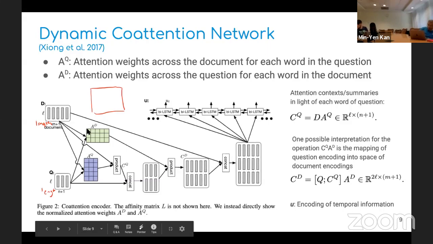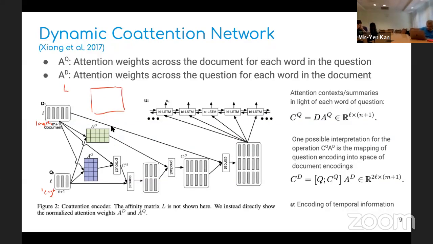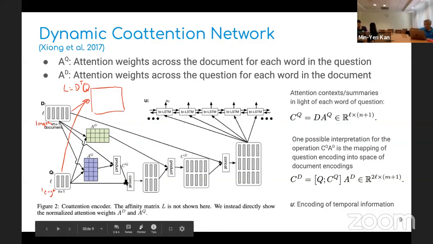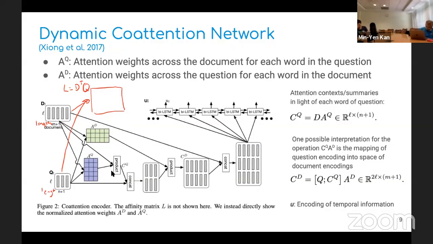There's another matrix that they've defined, which is the L matrix. That's why they use different lengths in the picture, so you can see. This is 3 by 5, and this is 5 by 2. They take the product of this attention matrix and the document. So CQ is D times AQ. Where is CQ? CQ is this, the product.